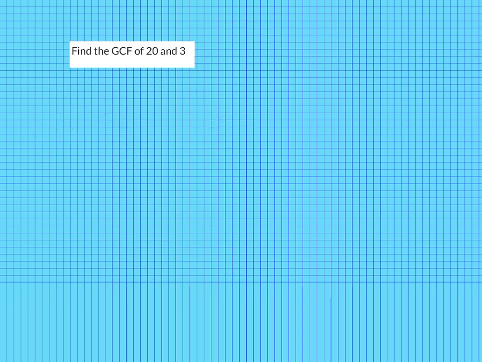Let's do one final problem. For this, I want to go back to using the list method. So I'm going to write down all of the values of all the factors of 20 and all of the factors of 3. Well, 3 is easy. It's only 1 times 3 because it's prime. Now let's do 20. 1 times 20, 2 times 10, and 4 times 5.